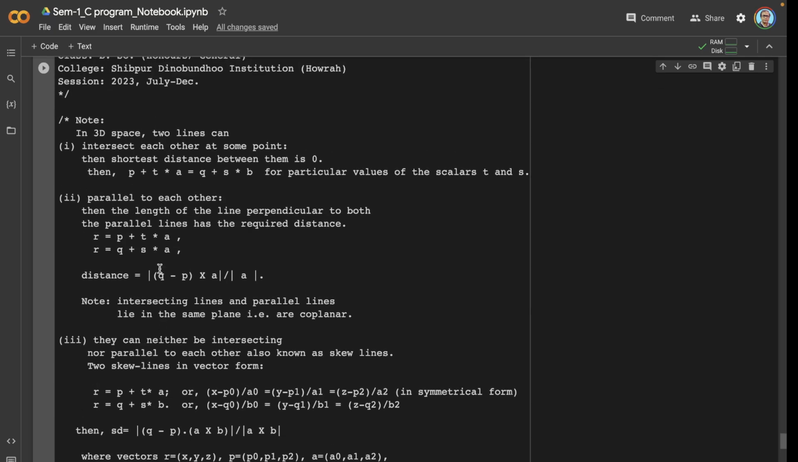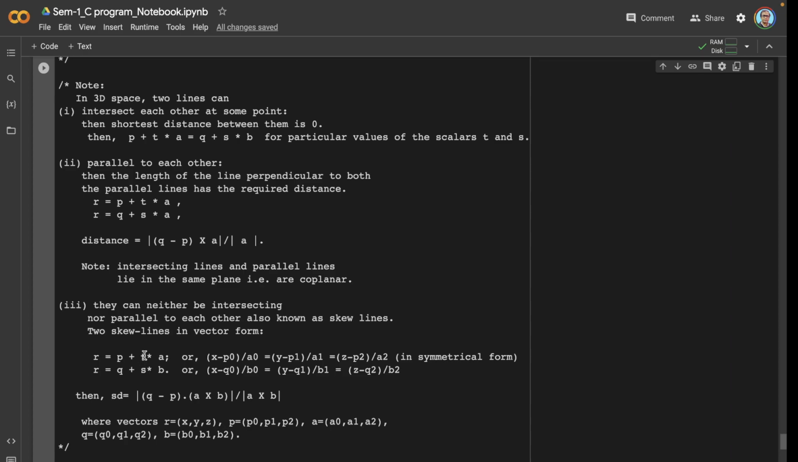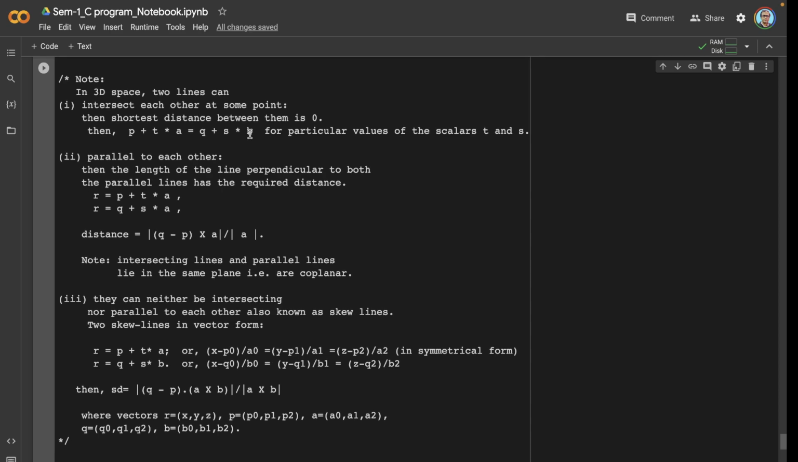So for the first case, the lines intersect each other. Then for some scalars t and s, we get p plus t into a equals q plus s into b. For particular values of the scalars t and s, we get a unique solution for t and s. Then we can say these two straight lines are intersecting. But it is very difficult to program a test for whether these two straight lines intersect each other, so here we avoid this case.